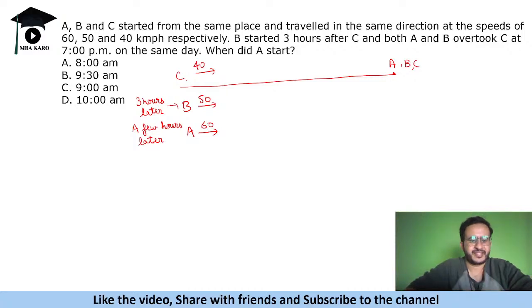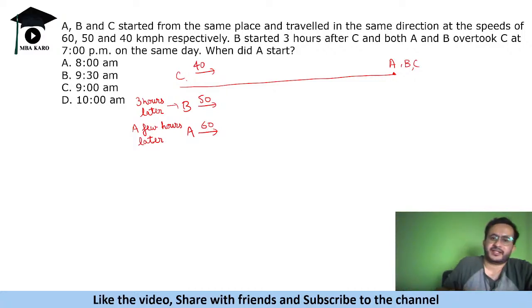So how do we do this? See, they all meet at the same time at 7 p.m. Let us say that we do not know the time taken by these things. So let us take C took, like B started 3 hours after C, right? So suppose C travelled X hours. Then how many hours will B travel? X minus 3 hours.